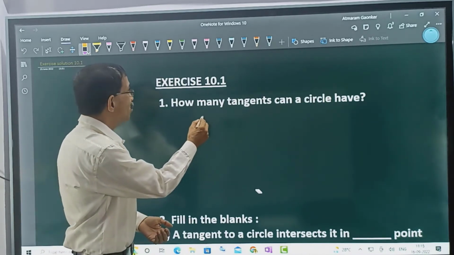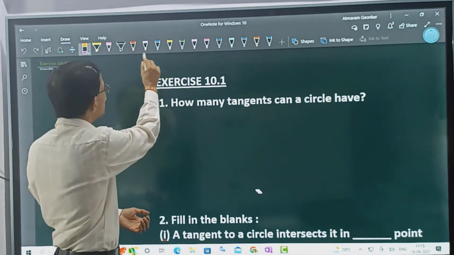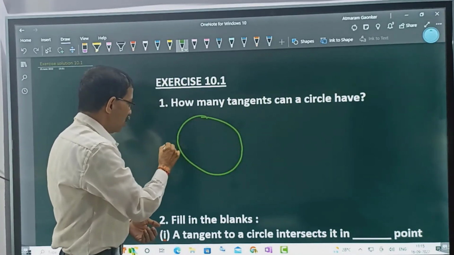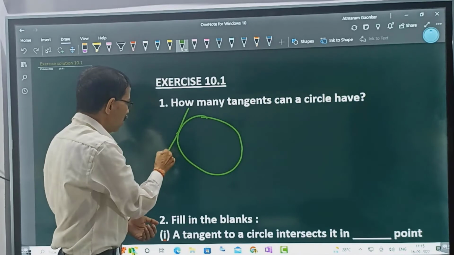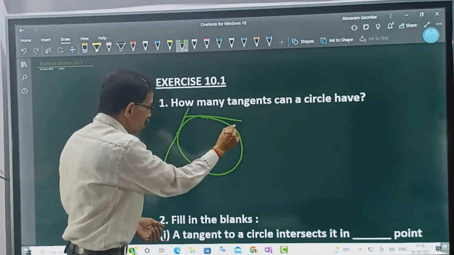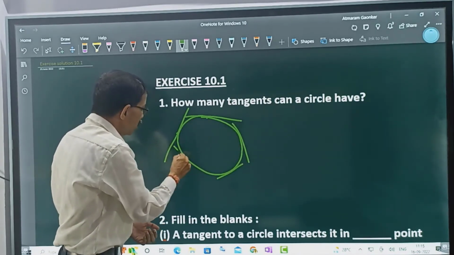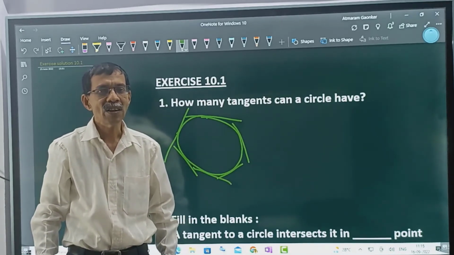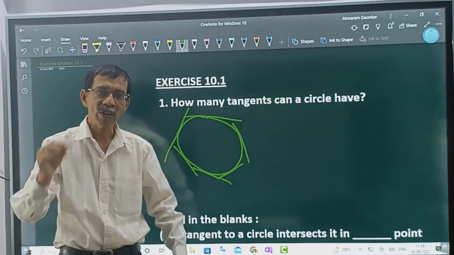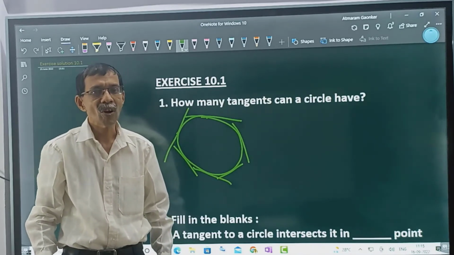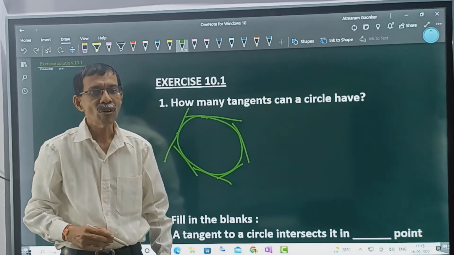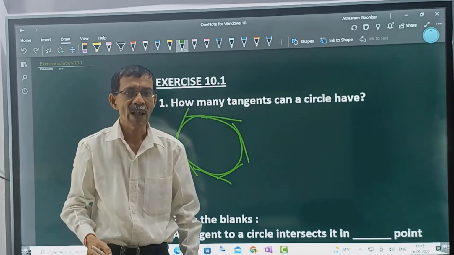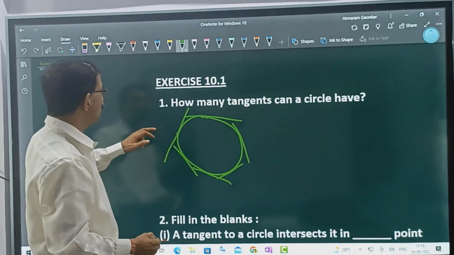For example, I'll show you here. Let me draw a circle. This is a circle. I can have a tangent over here, I can have a tangent over here, here. You take any point on the circle, and on the circle there are infinite number of points, and for each of these points we can draw one tangent. So for a circle you can draw infinite number of tangents. So that is the first thing.